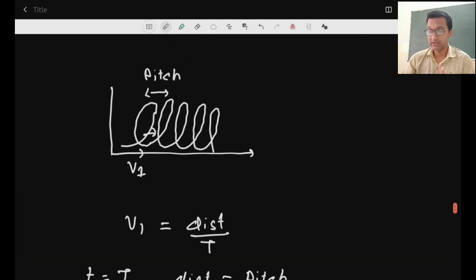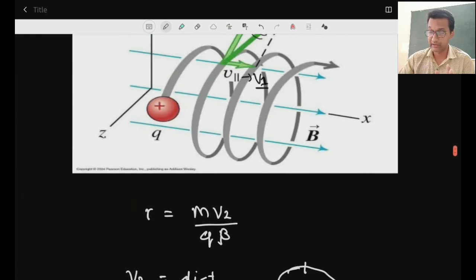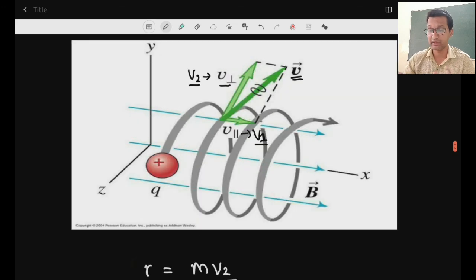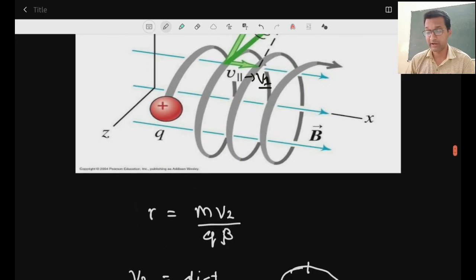So we have seen what happens when a particle enters at an angle to the magnetic field. It will go in a helical path. There is an equation to find the radius of this circle or helical path, that is m v2 divided by q B, where v2 is the perpendicular component of the velocity.